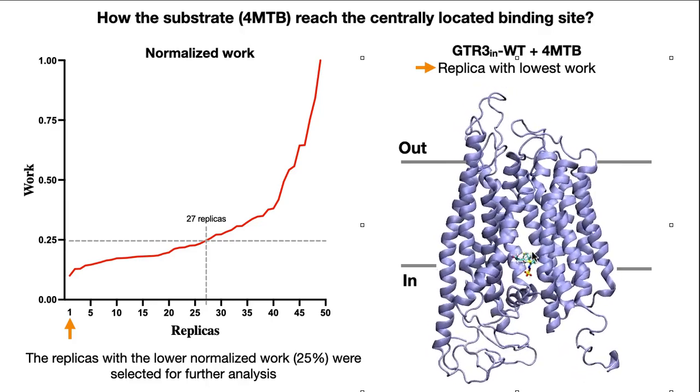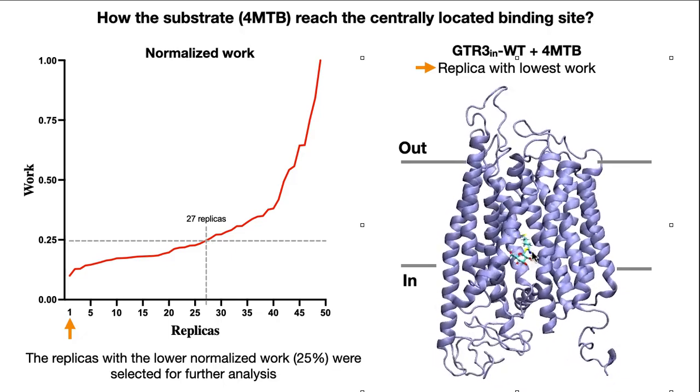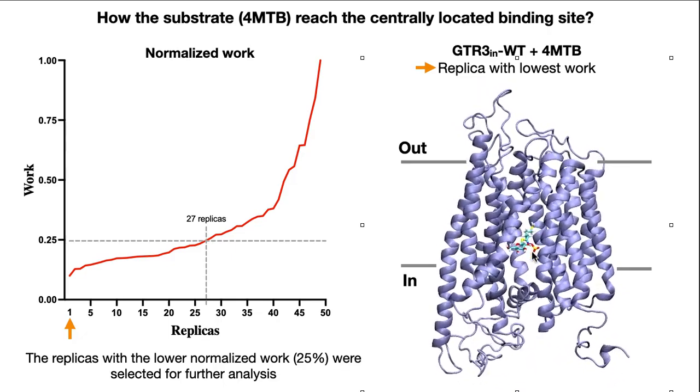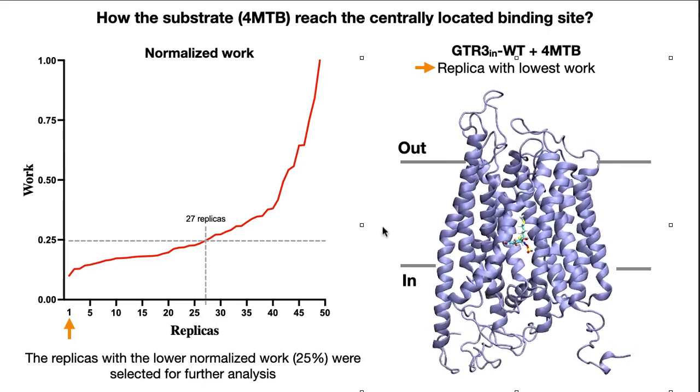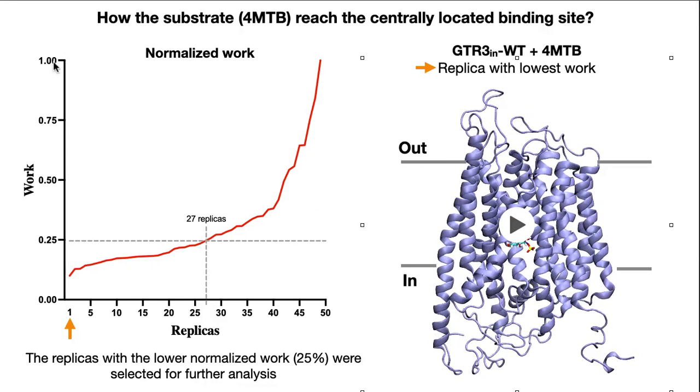Because we are using a force, an electrostatic bias, there is a work. So we calculate the work for all the replicas, we normalize the work, and then we select the replicas with the lowest normalized work, which is under 25%. Those replicas, in this case for GTR3 wild type with 4-MTB, we found 27 replicas to be analyzed. And this video is just for replica number 1.